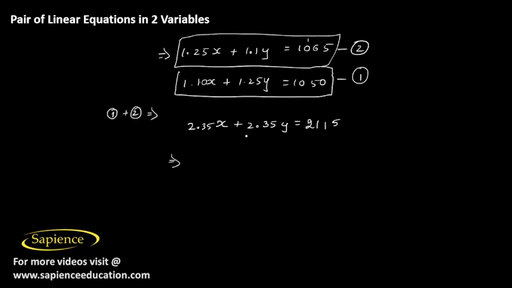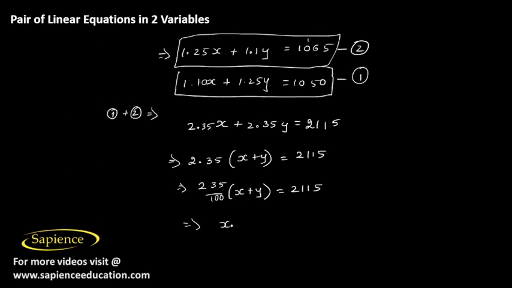On the left hand side of the equation, both the variables have 2.35 as their coefficient. We can take it common outside: 2.35 into x plus y equals 2115. Instead of writing it as decimals, we can write it as 235 by 100 into x plus y equals 2115. So x plus y equals 2115 into 100 by 235.